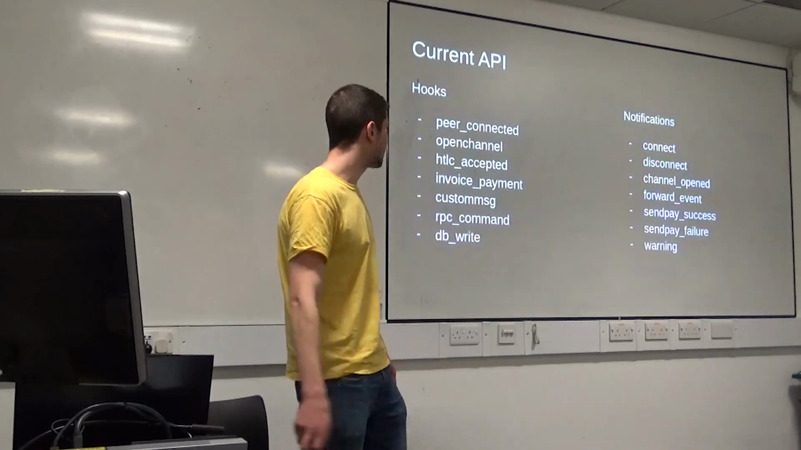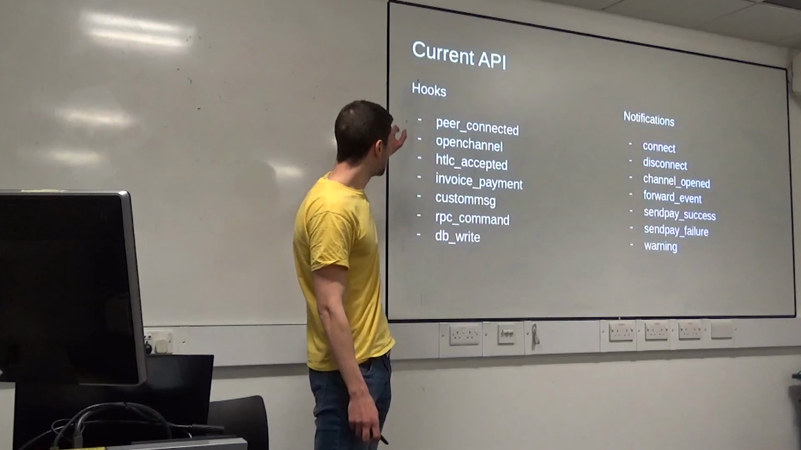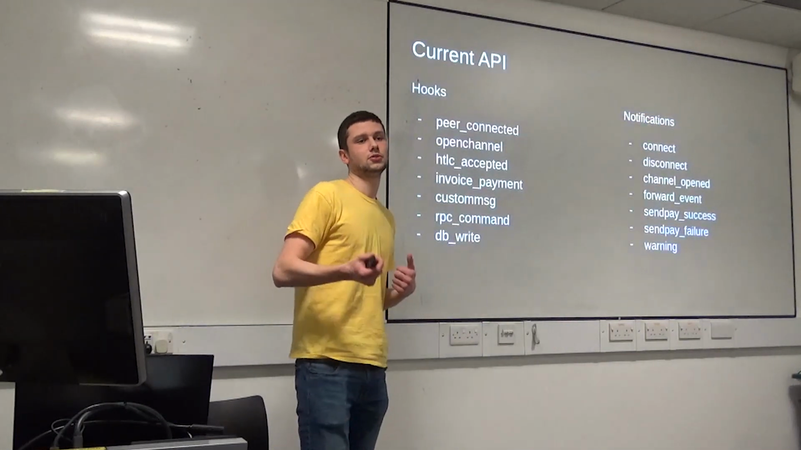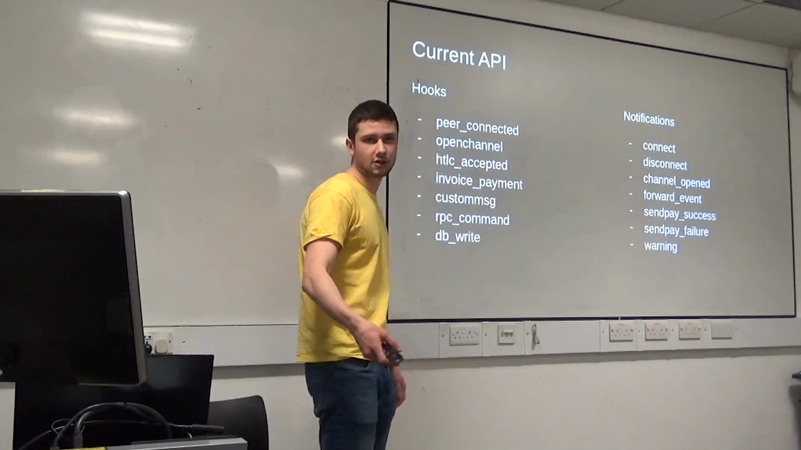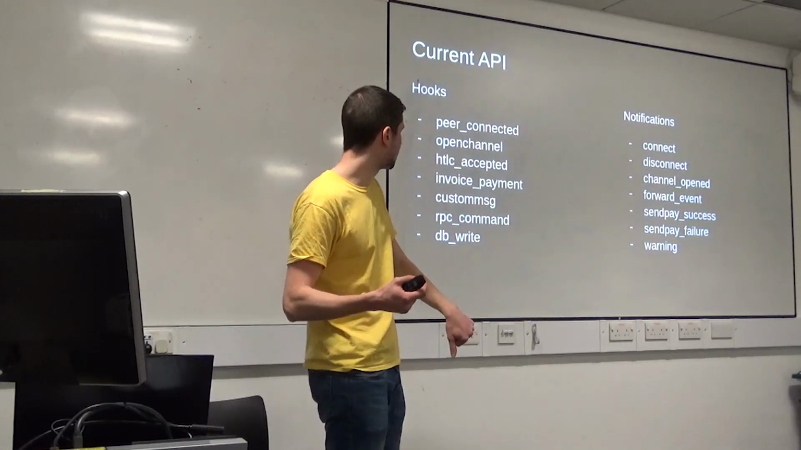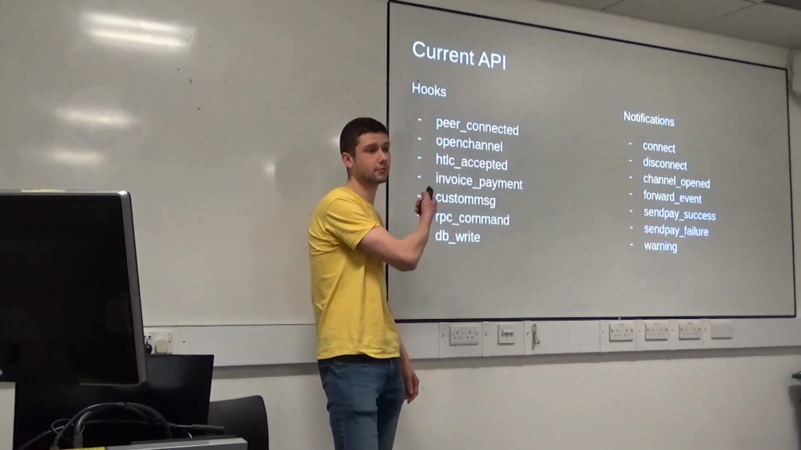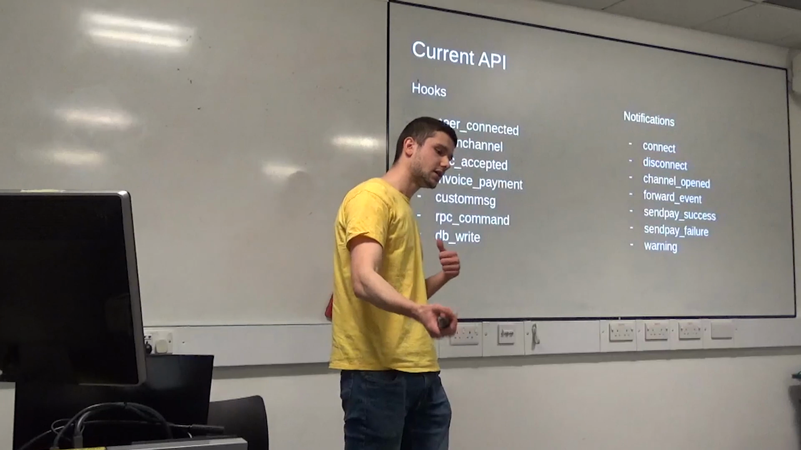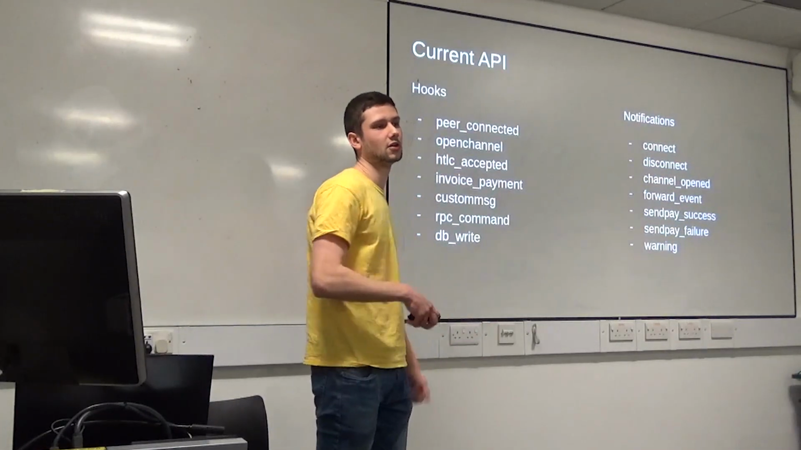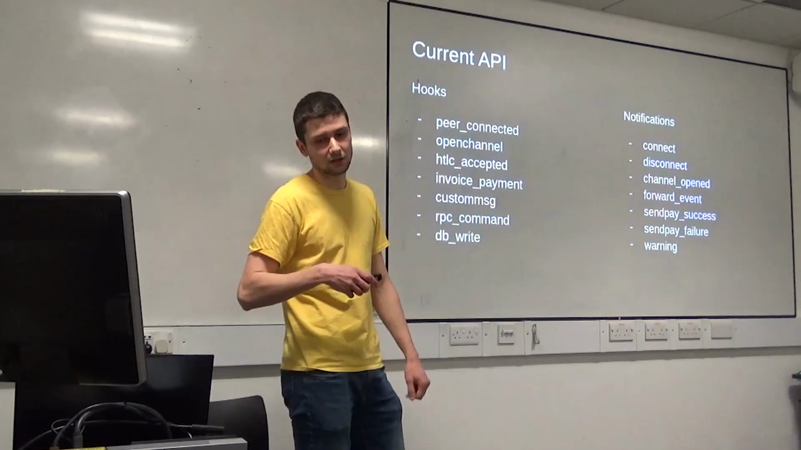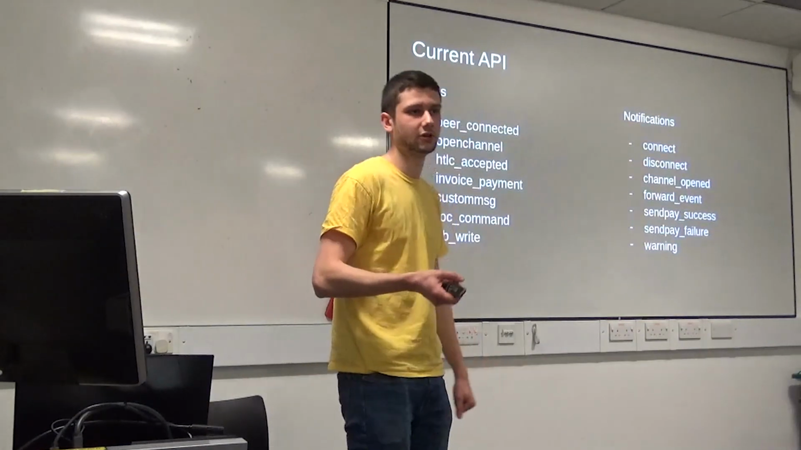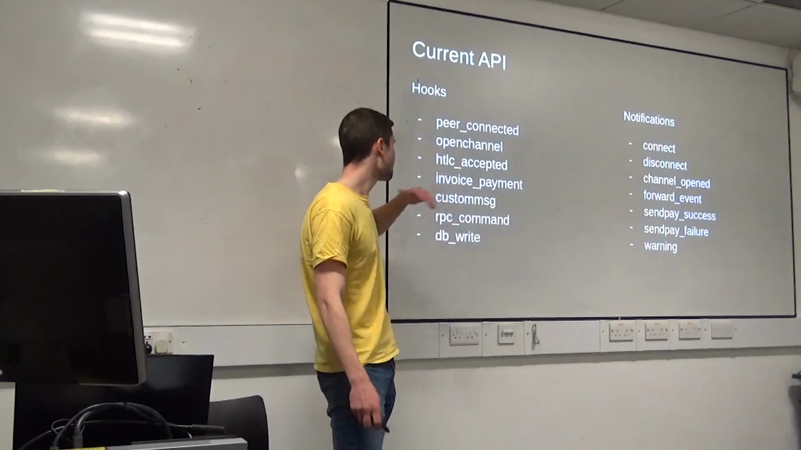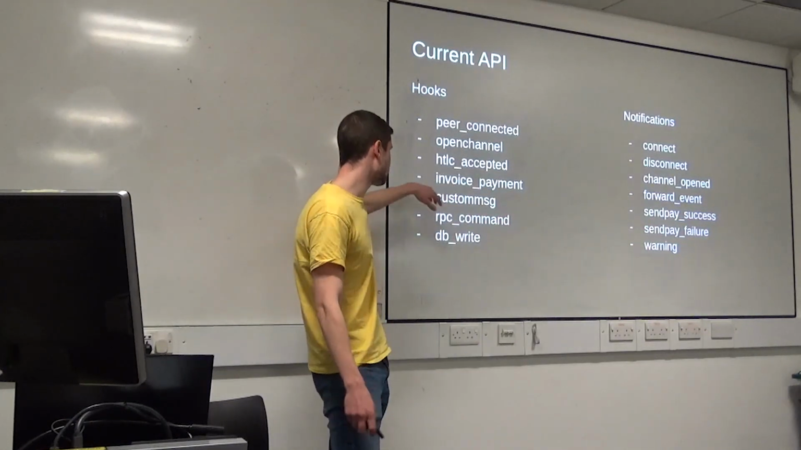Quickly, the API we currently have in hooks. We have peer_connected, so a peer just connected. What should I do with it? Should I drop the connection? Should I continue? Same with channel: open_channel. HTLC accepted: an HTLC just came in, so it sends you the onion. It's either for us or for other nodes, and the plugin tells Lightning what to do with this HTLC. And invoice_payment: an invoice just got paid.